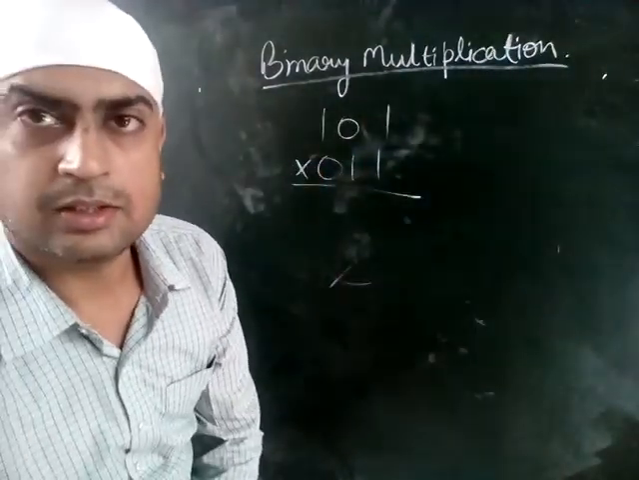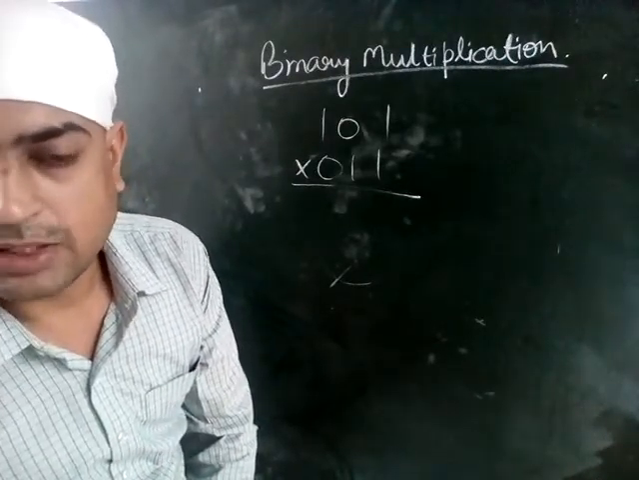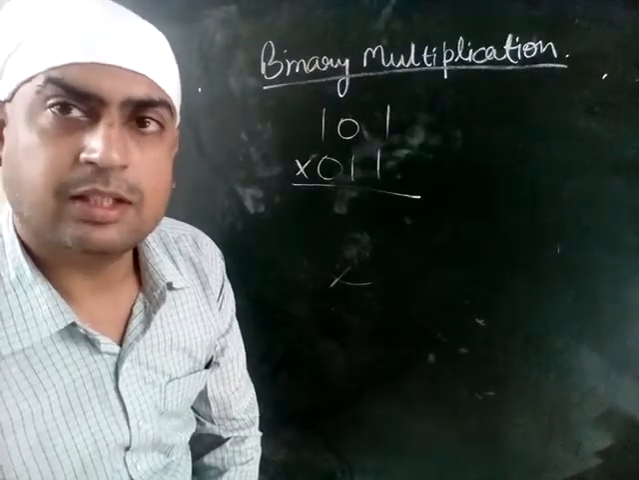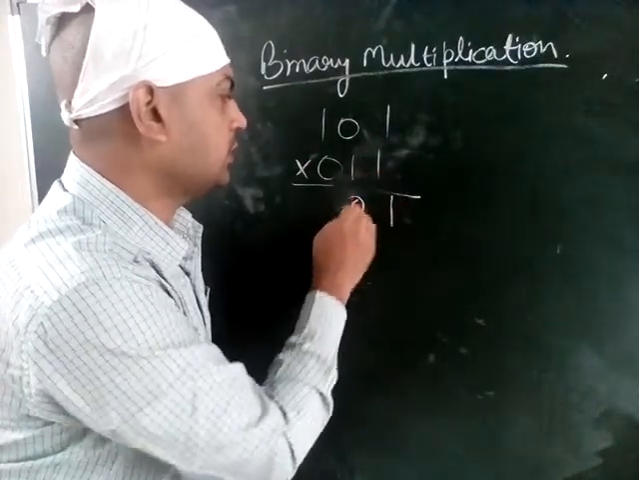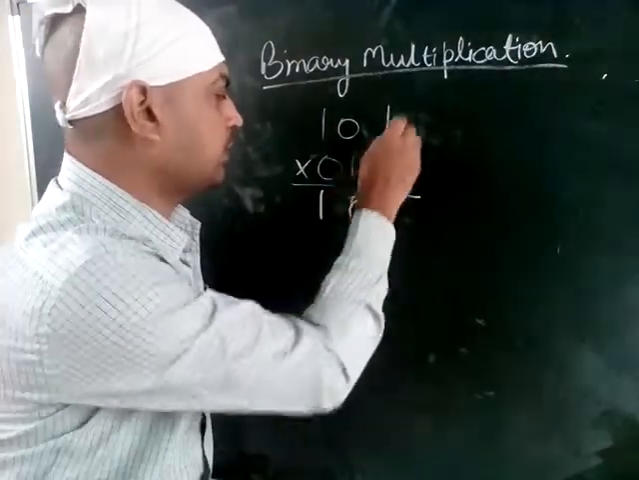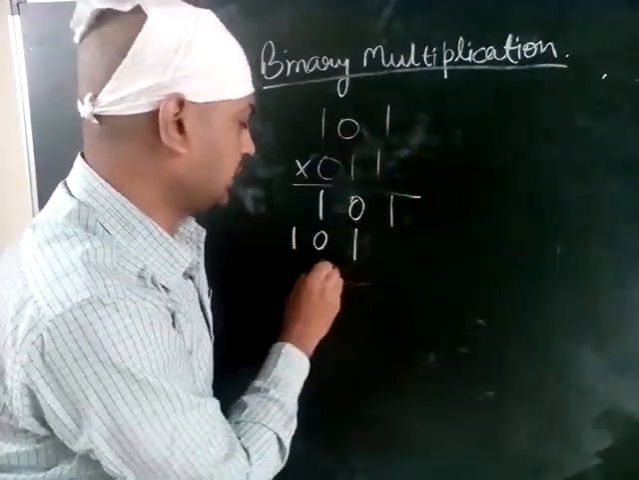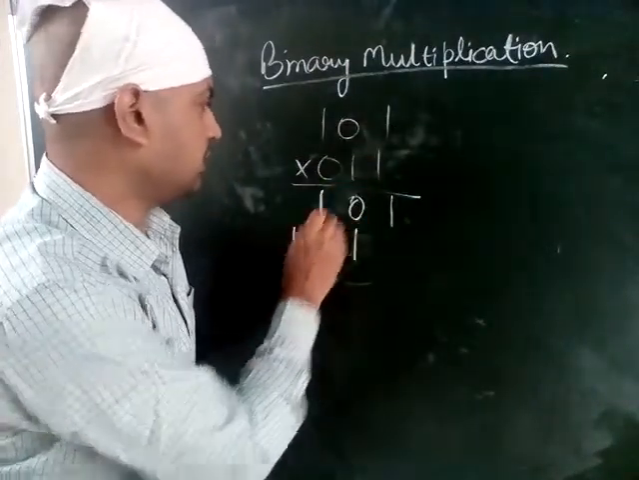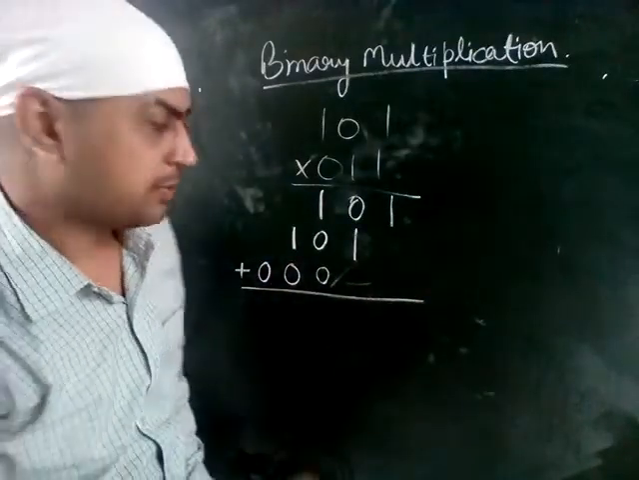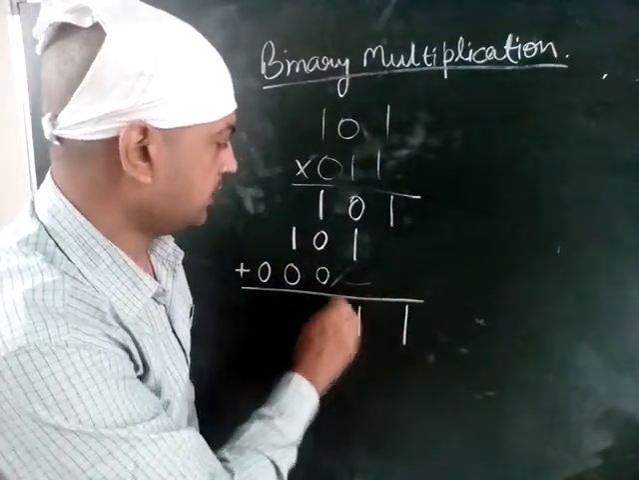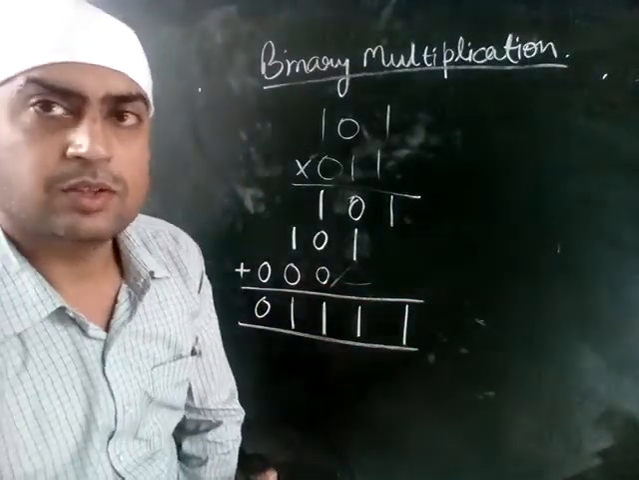Rules are very simple, as already we have discussed. If we will multiply it by 0, then it will be 0. If we will multiply it by 1, then it will be 1. So 1 1 is 1, 1 0 is 0, 1 1 is 1, 1 1 is 1, 1 0 is 0, 1 1 is 1, 0 1 is 0, 0 0 is 0, 0 1 is 0. Now we will add the numbers 1, 1, 1, 1 and 0. This is the answer of this question.